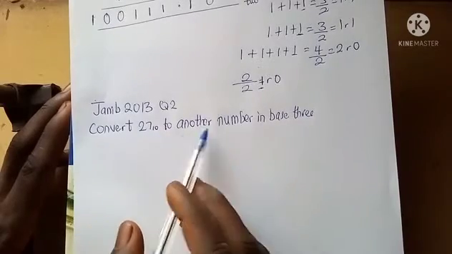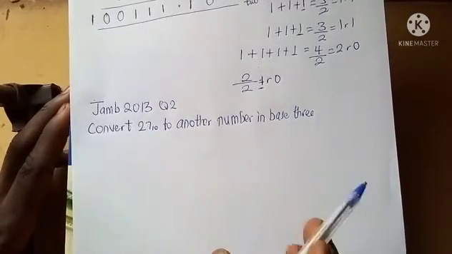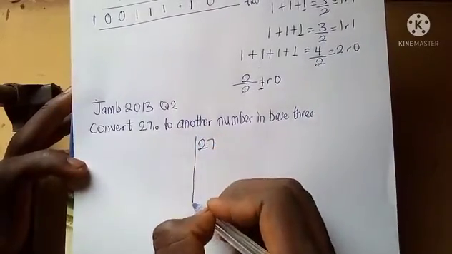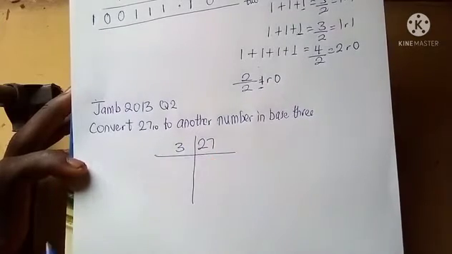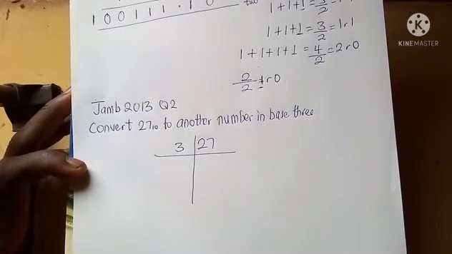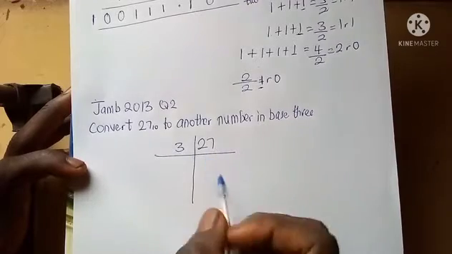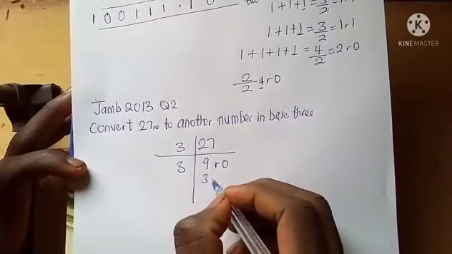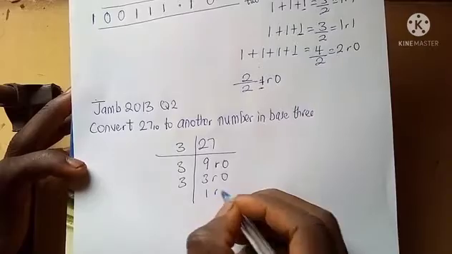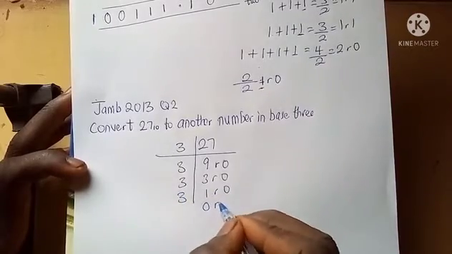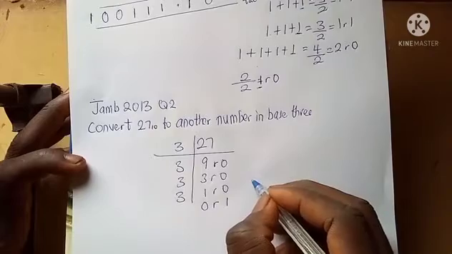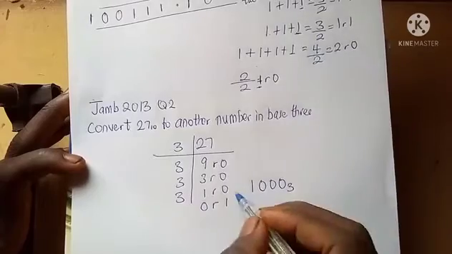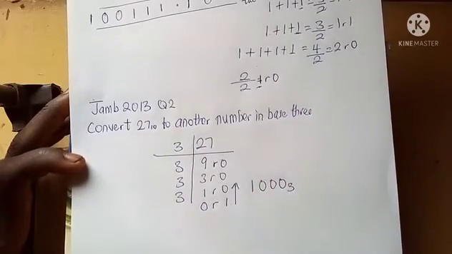So that's just it. Now this is another question. Convert 27 base 10 to another number in base 3. So it's very simple to do. Just write 27 since it is in base 10, then base 3. So how many 3s are we going to find in 27? That's 9 remainder of 0. 3 in 9 is 3 remainder of 0. 3 in 3 is 1 remainder of 0. Then 3 in 1 is 0 remainder of 1. So 1000 base 3 is our answer actually.